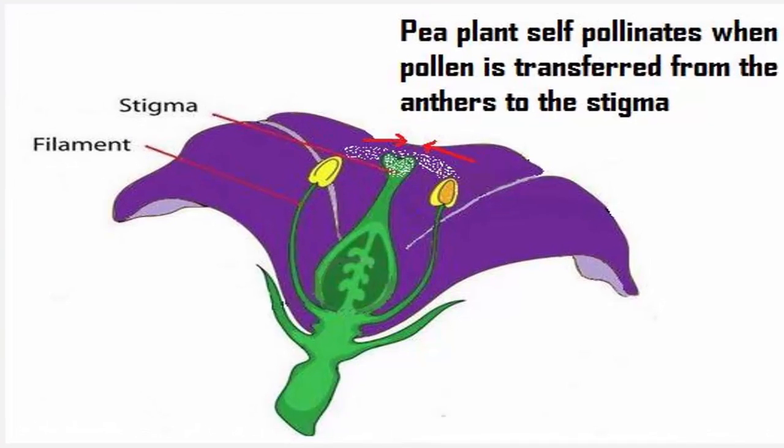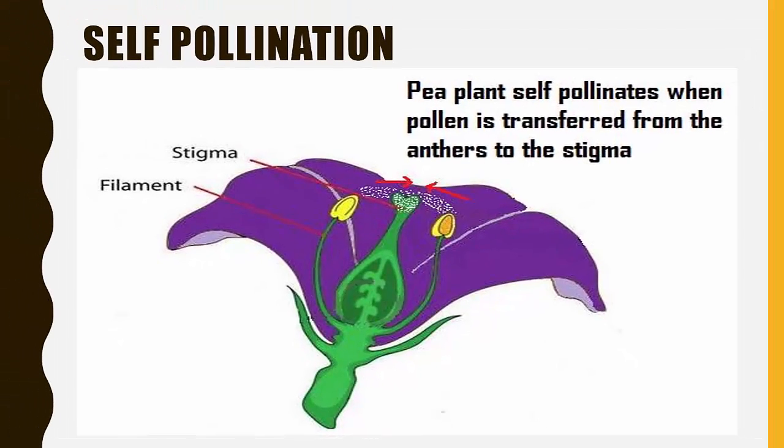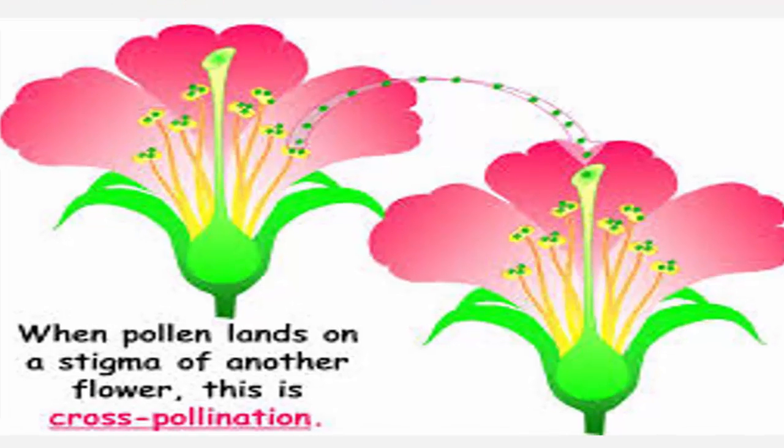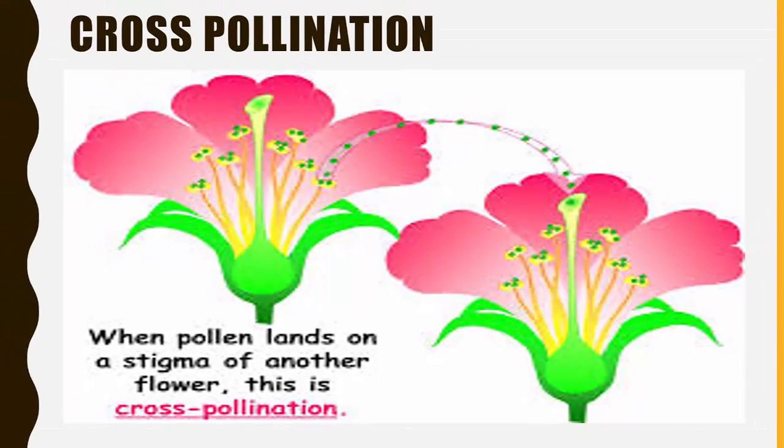Self-pollination. Self-pollination is when the pollen of a flower lands on the stigma of the same flower. Cross-pollination. Cross-pollination is when the pollen of a flower pollinates the stigma of another flower of the same kind.